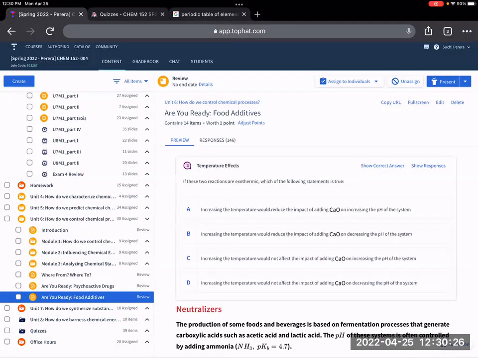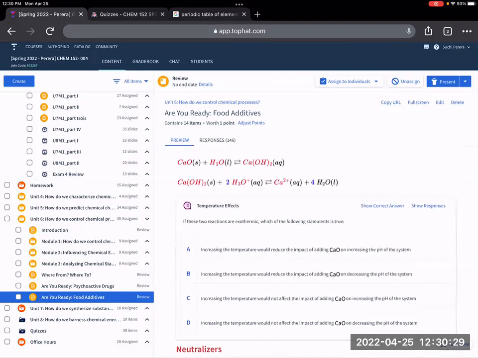If these two reactions are exothermic, which of the following statements is true? Exothermic means the products are going to have a lower potential energy than the reactants. So in all cases, we are increasing temperature. Increasing temperature should favor the formation of the reactants because reactants have a higher potential energy. The higher temperatures favor the state with high potential energy. So with that in mind, let's look at the answers.